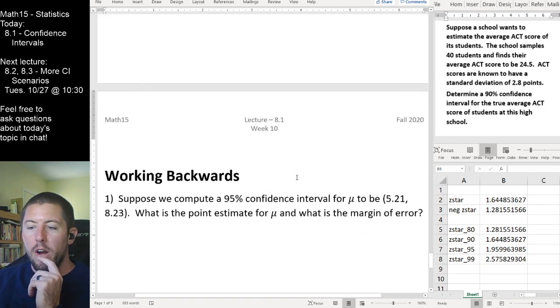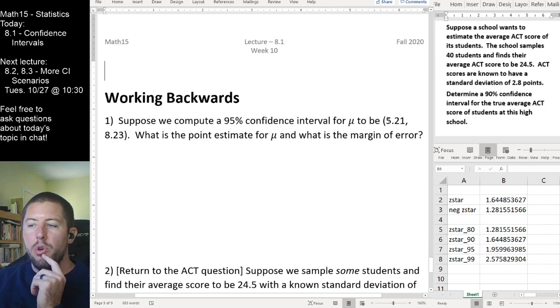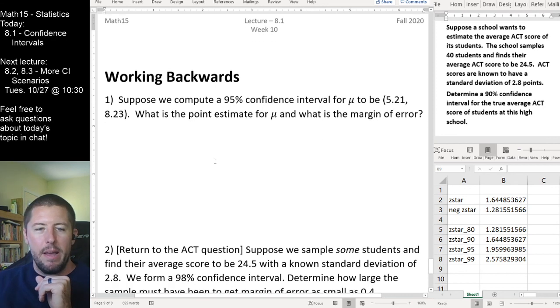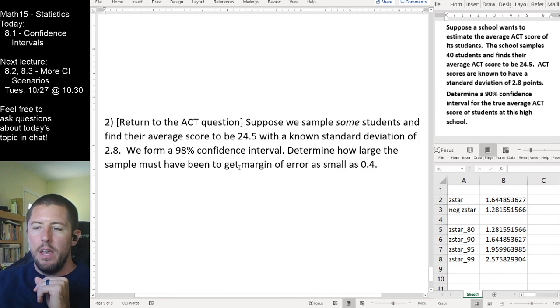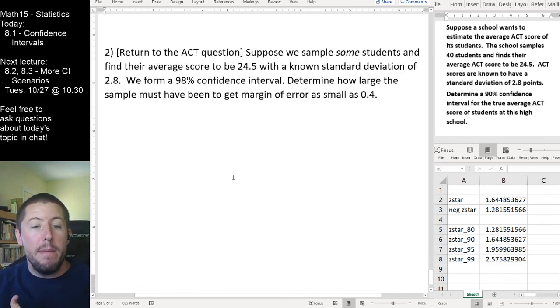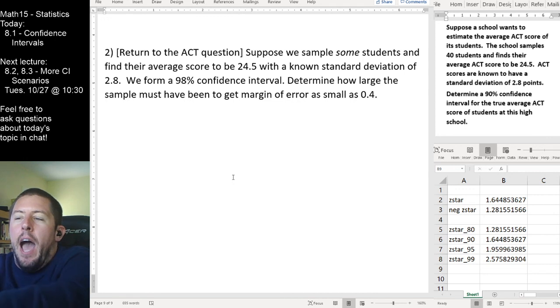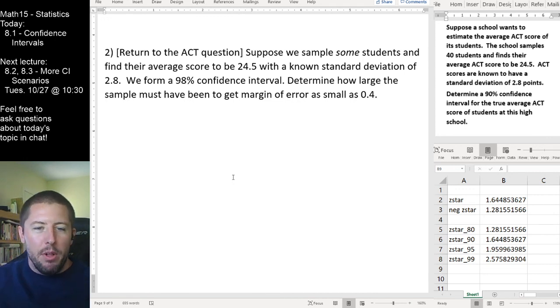The only other thing I want to hit tomorrow, other than changing from z to t to p, is do a little bit of working backwards problems. If I give you a confidence interval, can you backwards solve for what the point estimate must have been and what the margin of error must have been? This one will be pretty easy. This one's a little bit harder, but I think is much more meaningful for true statistical situations. This question says, how many people must we sample to get a margin of error down to a certain error? This is super important for polling.